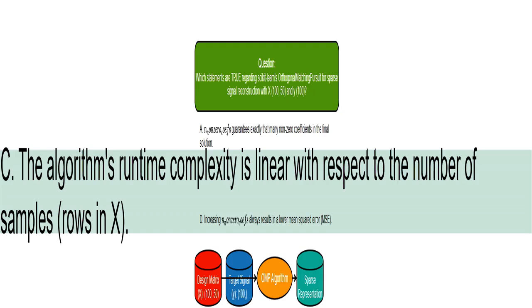This is incorrect. The runtime doesn't scale linearly with the number of samples, rows in X. It's more complex than that, influenced by many factors like number of features and desired sparsity. It's more like polynomial scaling. It grows faster than linearly.